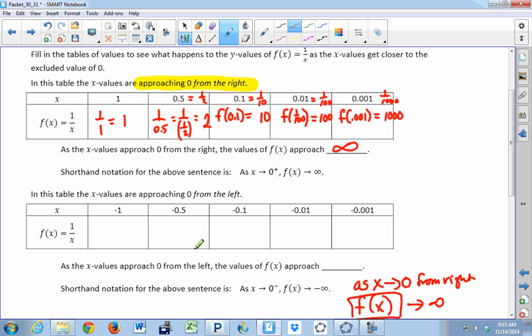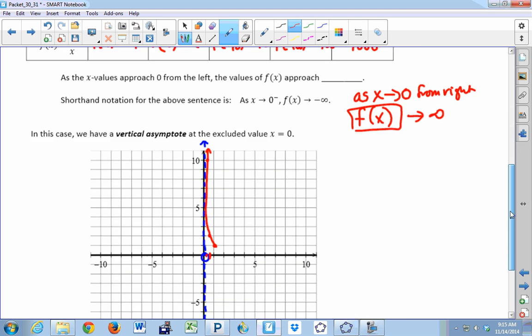So can you tell me something about the sign of all my outputs now if all my x's go in as negative? They're coming out negative because if I have 1 divided by any negative number, it's going to be negative. So what's f of -1 going to be? -1. What's f of -1/2 going to be? -2. F of -1/10? -10. F of -1/100th? -100, and then -1,000.